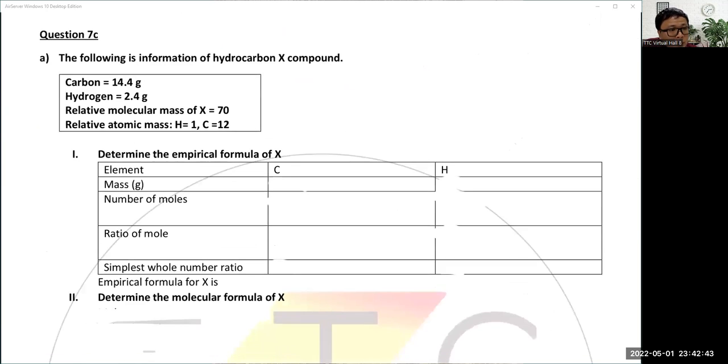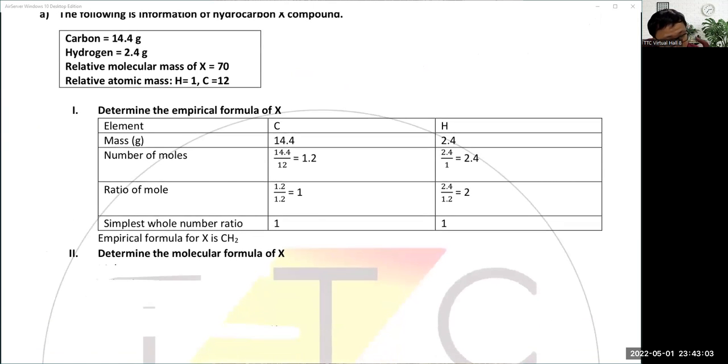Okay, when you try this one, the carbon is 14.4 gram, hydrogen is 2.4 gram, so divide by 12 and divide by 1, you'll get 1.2 mole and 2.4 mole. Divide both by the smaller number, 1.2. So you get the ratio 1 to 2. So the empirical formula is CH2.